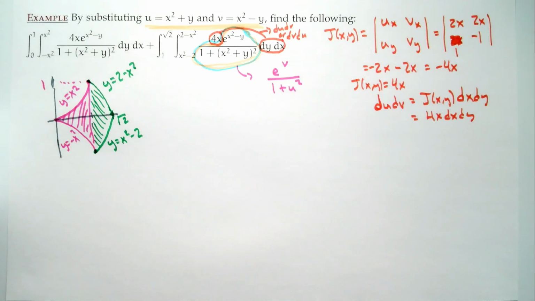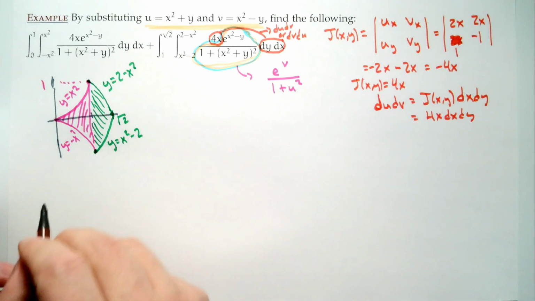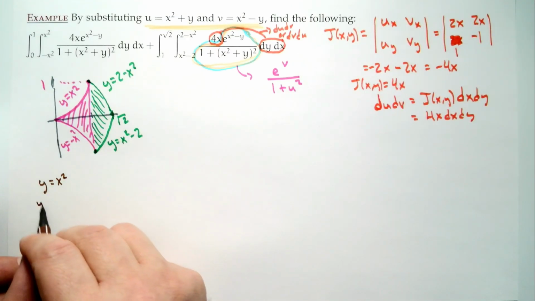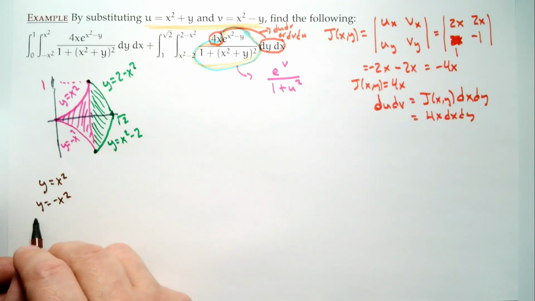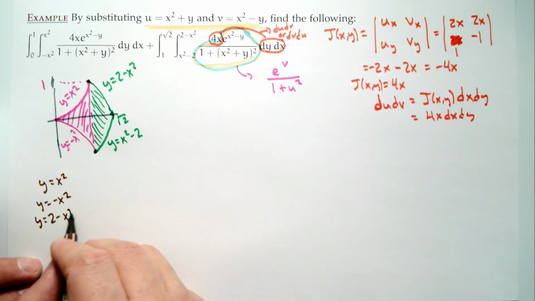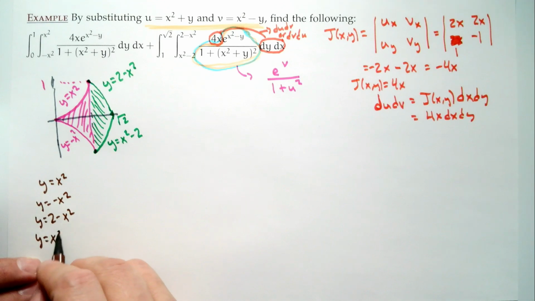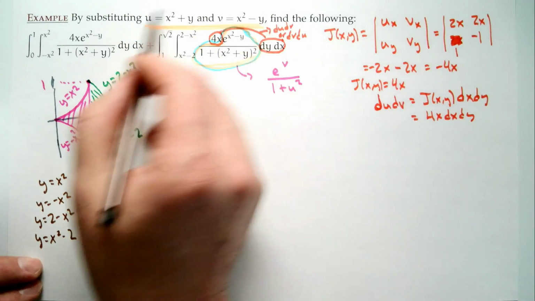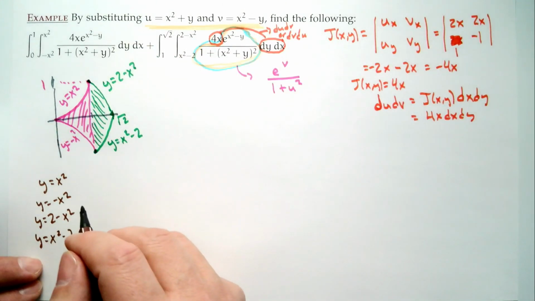So let's talk about our curves. We have 4 bounding curves. y equals x squared, y equals negative x squared, y equals 2 minus x squared, y equals x squared minus 2. Let's go through each one. What's a better way to write y equals x squared so that we can get it in terms of u and v?